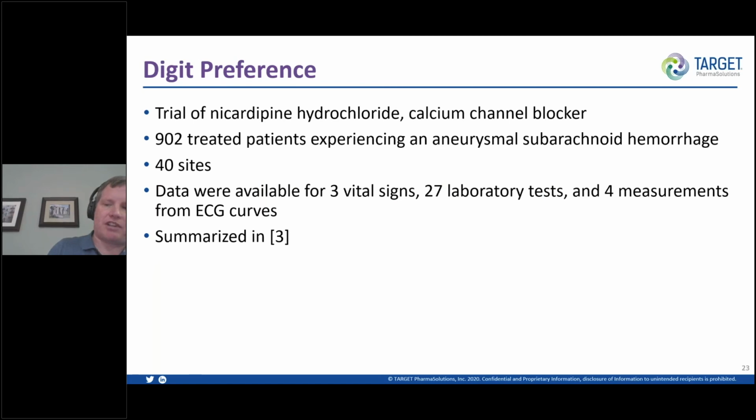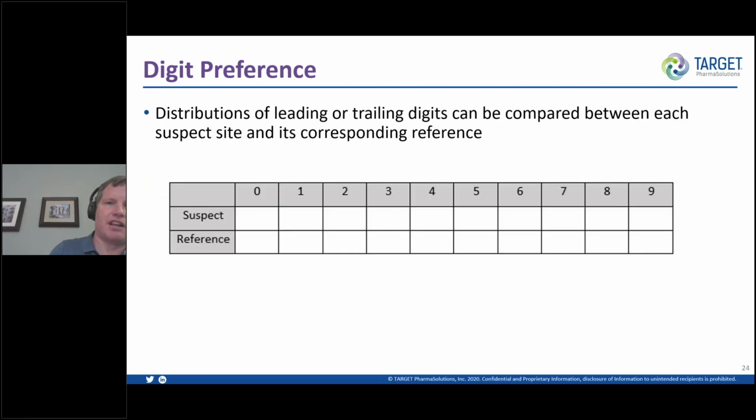I want to talk real quickly about some other analyses that we can do. So digit preference, looking at the trailing digits of the data that we collect from site to site. If we're talking about vital signs or laboratories, oftentimes people may round digits or compute values in such a way that there's some underlying bias.